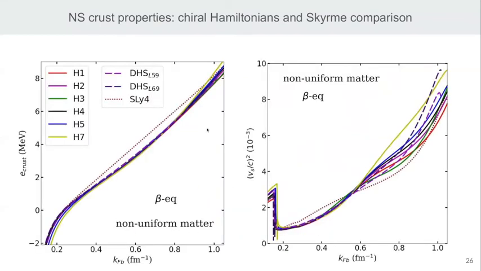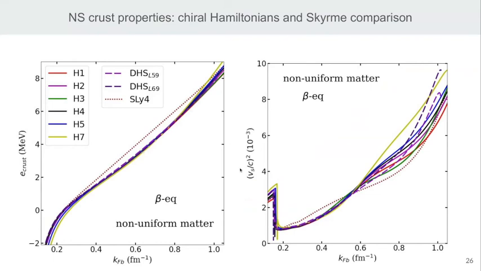I can show as well the energy of the crust of the neutron star with respect to the Fermi momentum. And we can see here again that these neutron matter properties are important. The Chiral Hamiltonians agree with each other in this prediction, while the Skyrme model departs from it.